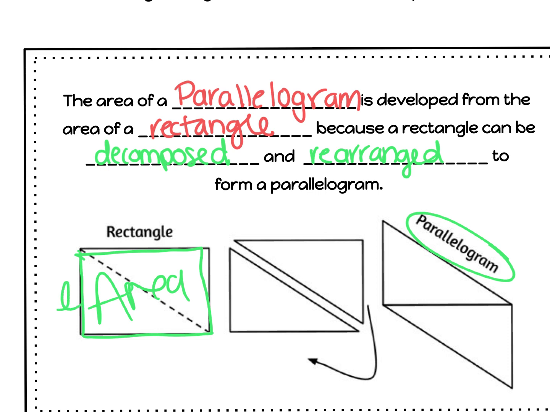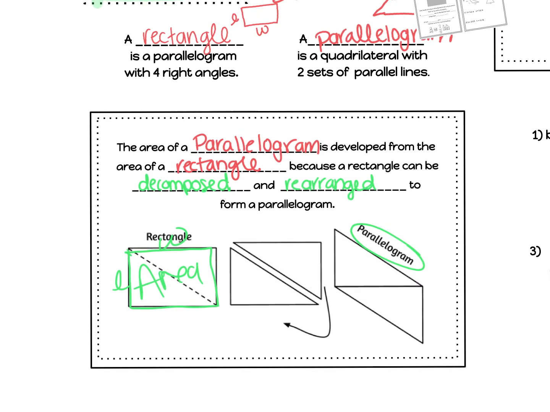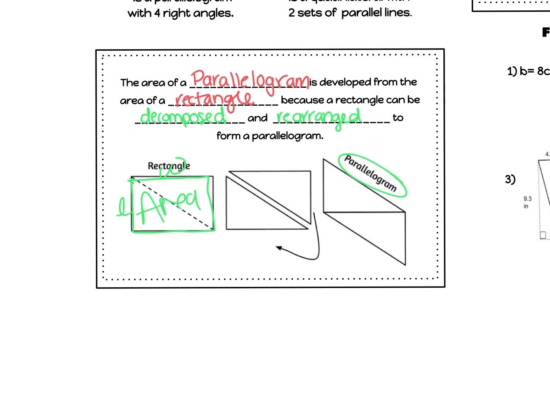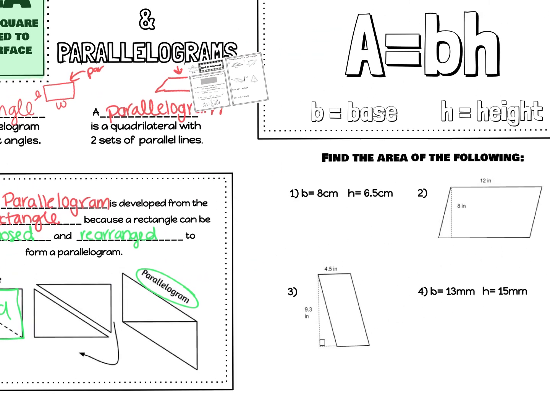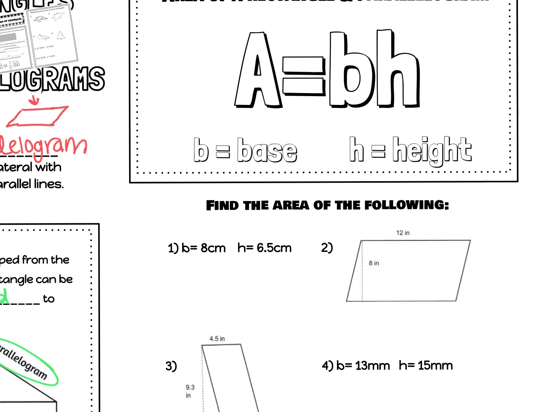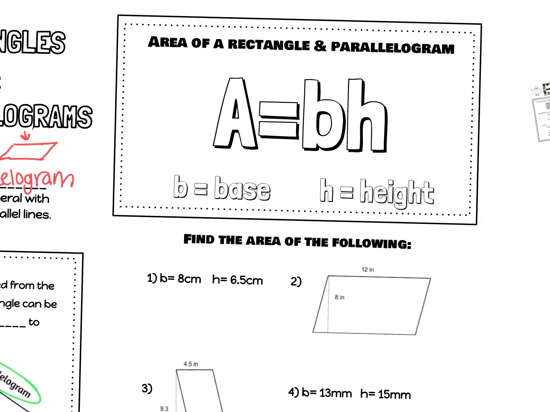Now for a rectangle we did length times width. But not often will you see length times width. You will actually see some letters, base times height. B is for the base and then H is for the height. You'll actually see that in capital letters in your formula chart. It'll say area equals base times height. And that's honestly all you do to find the area of a rectangle or a parallelogram.